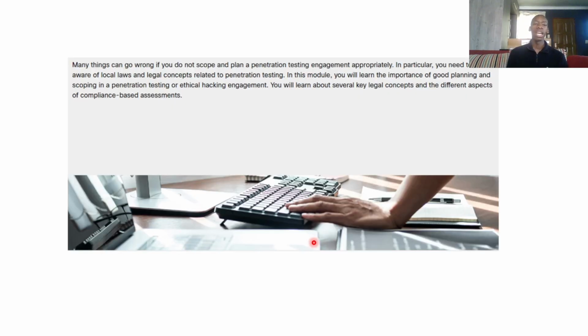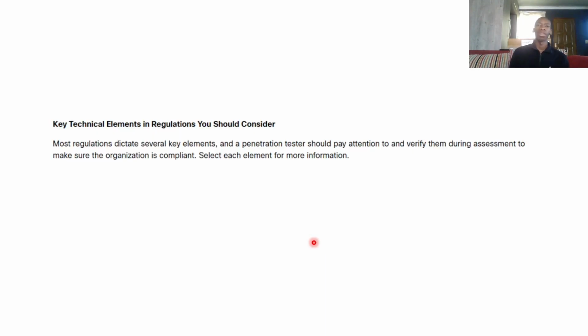So the first thing we learn is that many things can go wrong if you do not scope and plan a penetration testing engagement appropriately. We need to be aware of local laws and regulations and concepts related to penetration testing. This is very vital because, again, what you use in France might not be applicable in what you use in Australia, for say. Now, this module will teach the importance of good planning and scoping in a penetration testing or ethical hacking engagement. Back to refreshing our mind, these are the key elements in the regulations you should consider.